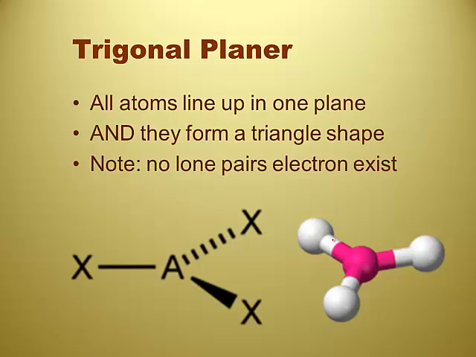It's linear. Trigonal planar. All atoms line up in one plane, and trigonal meaning 3, so there are 3 atoms, 3 legs. I beg your pardon, 4 atoms, but 3 legs. But they wind up forming this triangle shape. You can kind of imagine that, and that triangular shape is all in the same plane. Notice there are no lone pairs on the central atom.